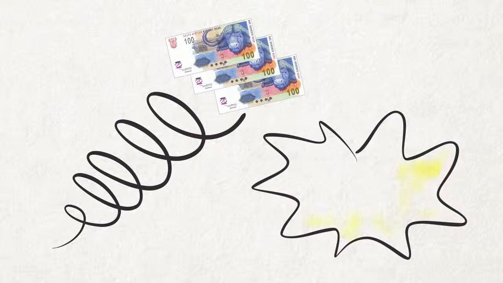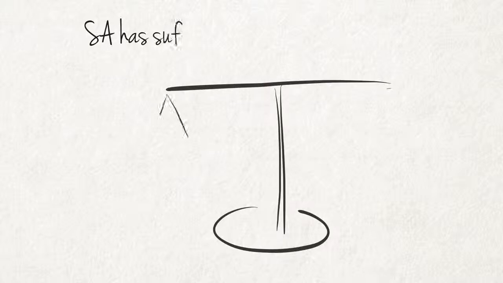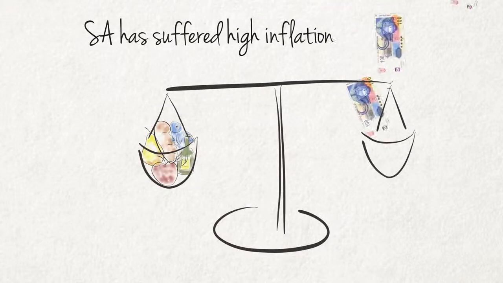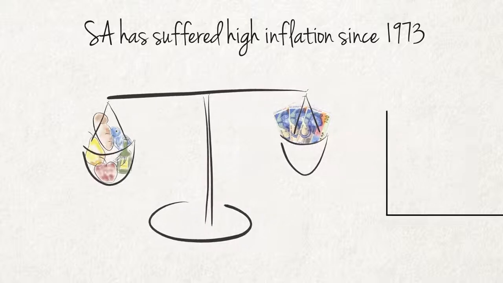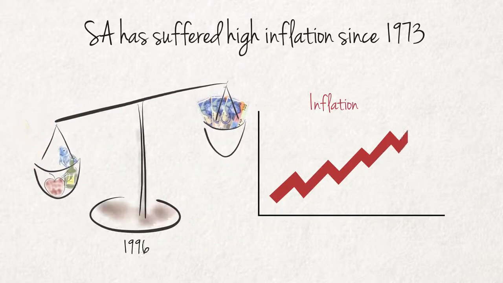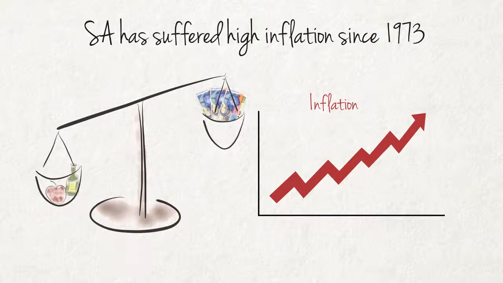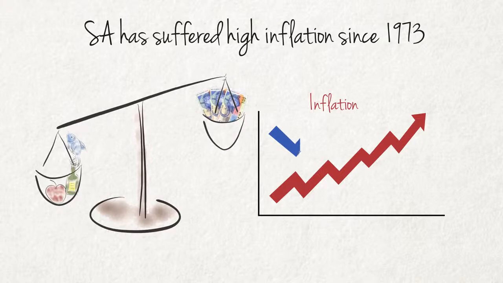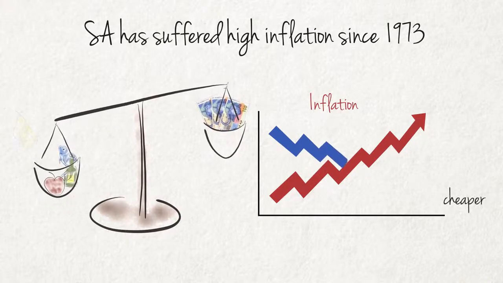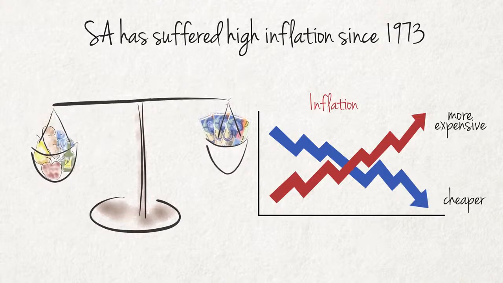This is often referred to as an inflation spiral. South Africa has suffered high inflation since 1973. Although South Africa has experienced inflation for many years, not all countries suffer inflation. Some countries even experience declining prices. This is when items get cheaper rather than more expensive every month. This is called deflation, the opposite of inflation.